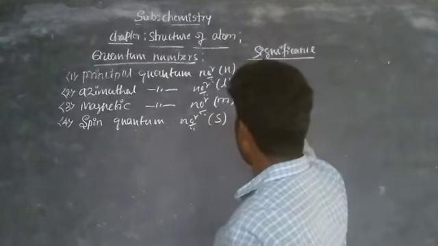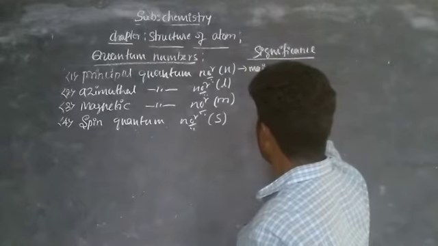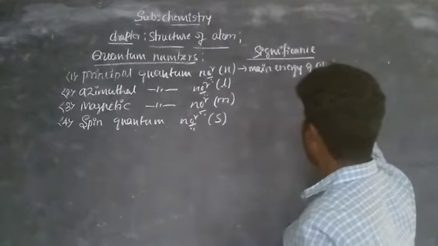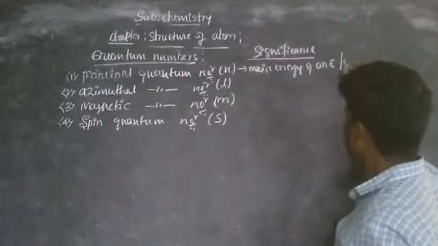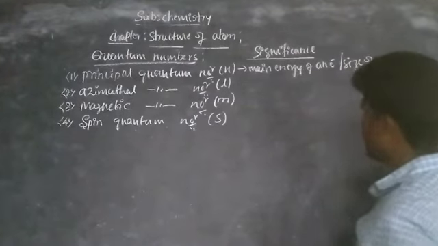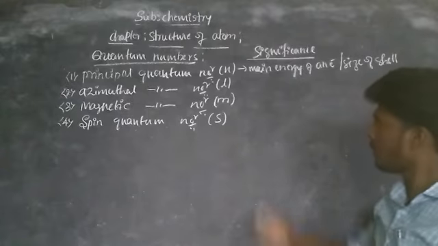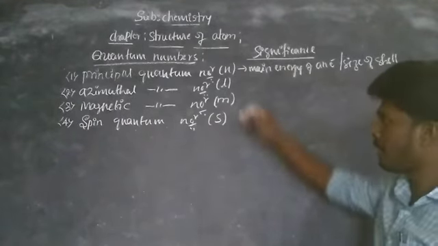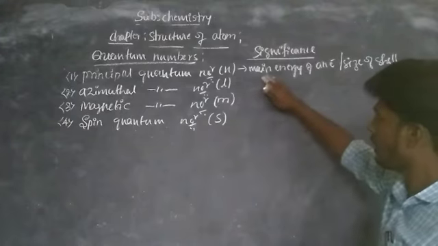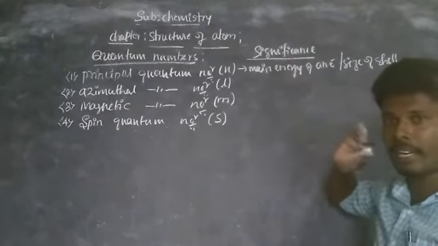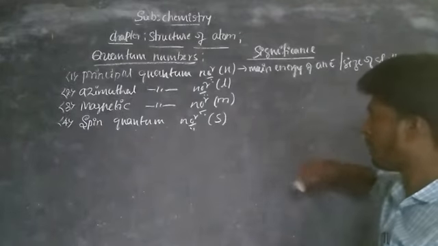It signifies the main energy of an electron or the size of shells. Later we will study in detail. First learn the significance, it is very important for 4 marks. We should write this much, it is enough. Definitely they will ask for 4 marks.